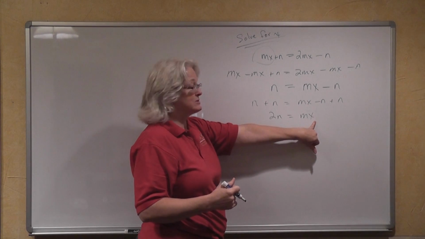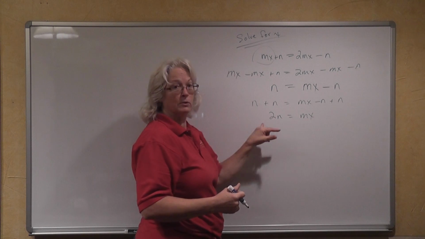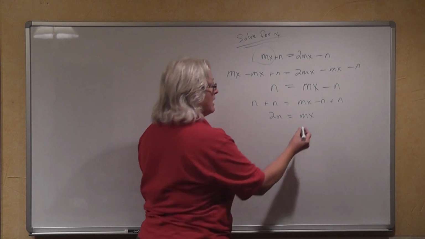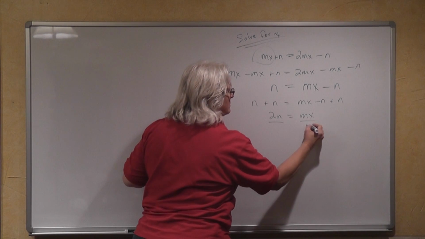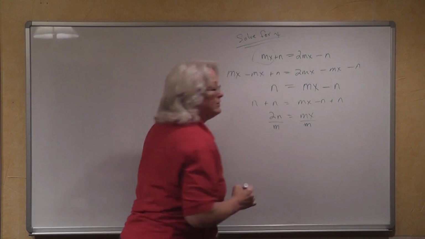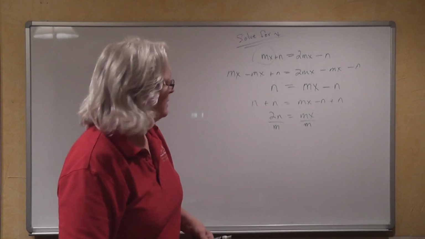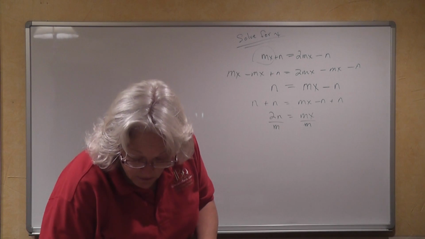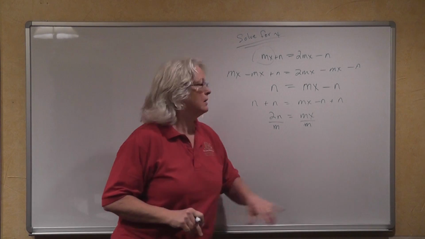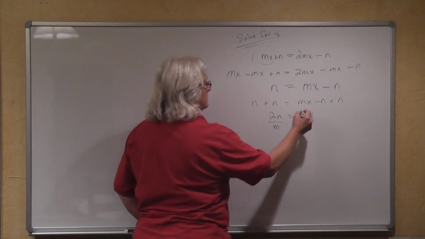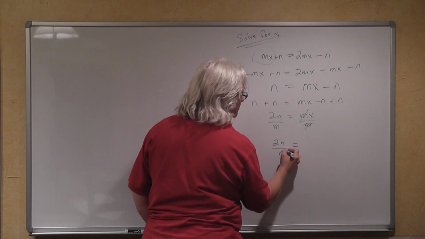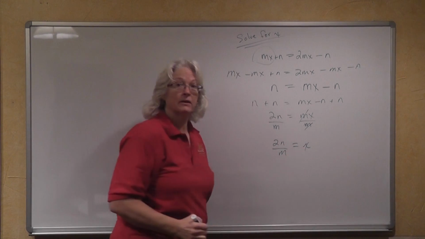If this was 2x, how would you solve this? You would divide both sides by 2. But it's not 2x, it's mx. So you just divide by the m, because x was multiplied by m. Then you see if you have any common factors. I don't remember that being the answer. Let me check. But it is. We have a common factor of m. And we have 2n over m is equal to x.